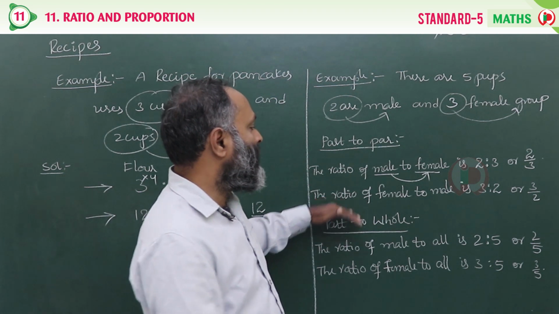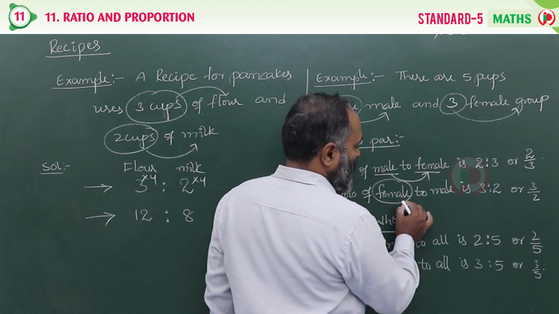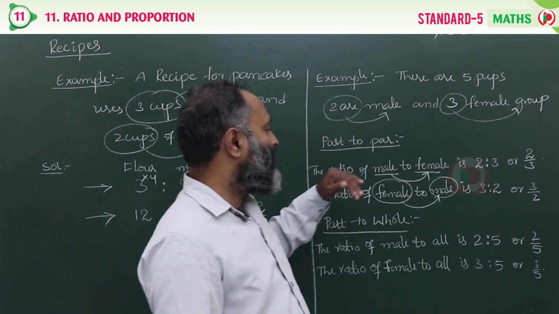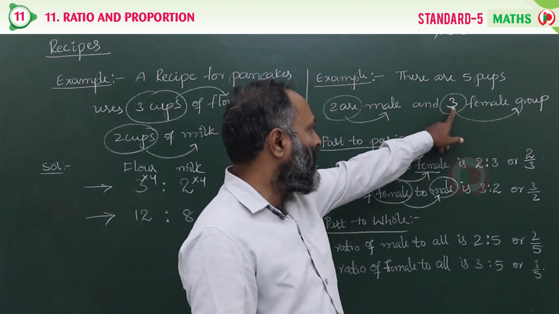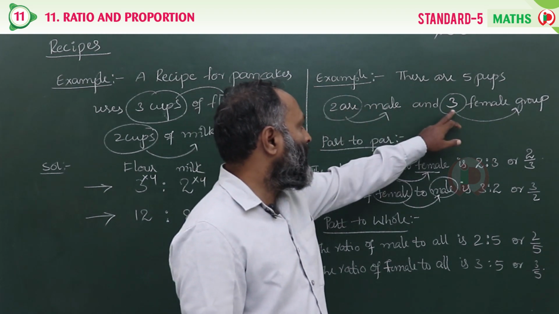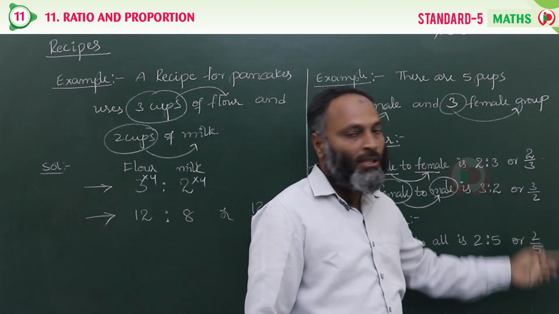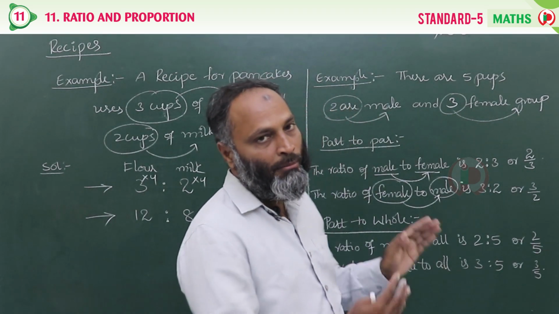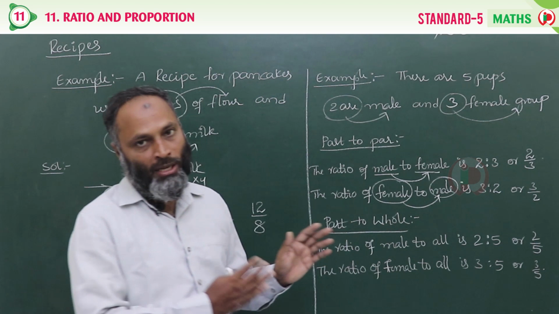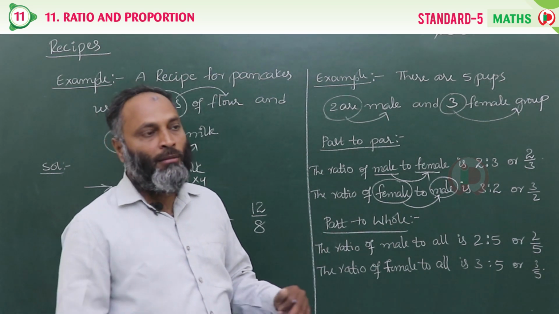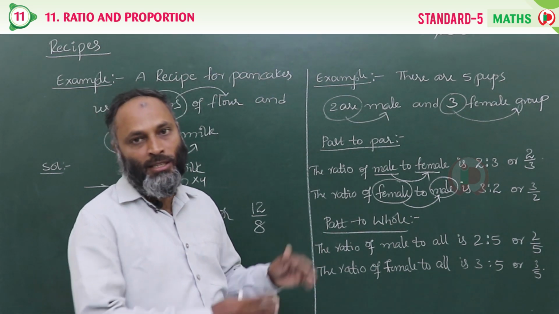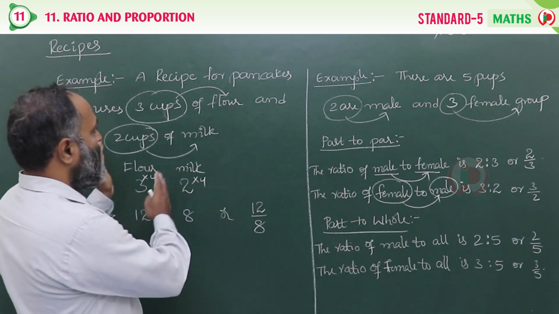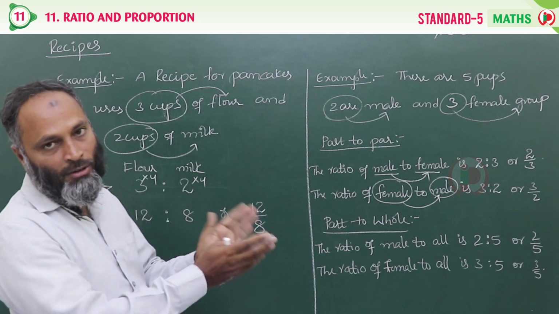In the second, the ratio of female to male. If you compare female to male, how many females do we have? 3. Males 2. 3 is to 2, or 3 by 2. So this is the part to part comparison: male to female, female to male. So when the comparison asked is part to part, like male to female, female to male, like cups to flour, flour to cups, this is part to part comparison.